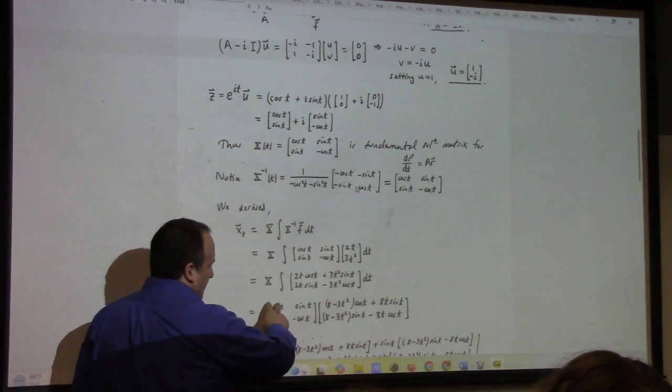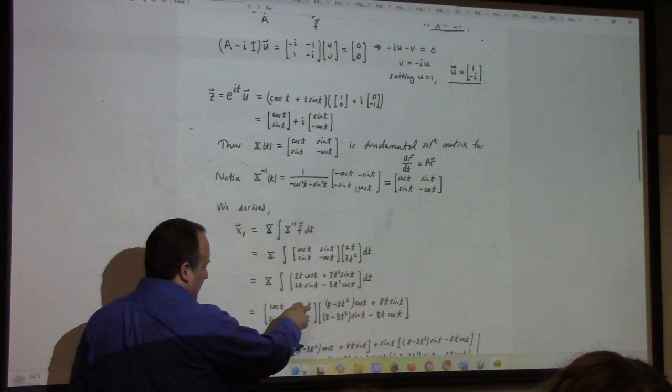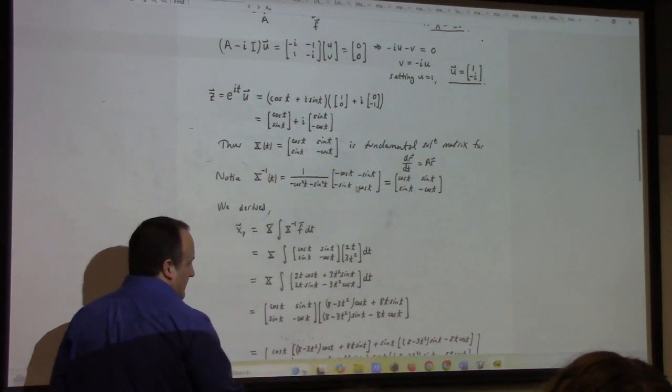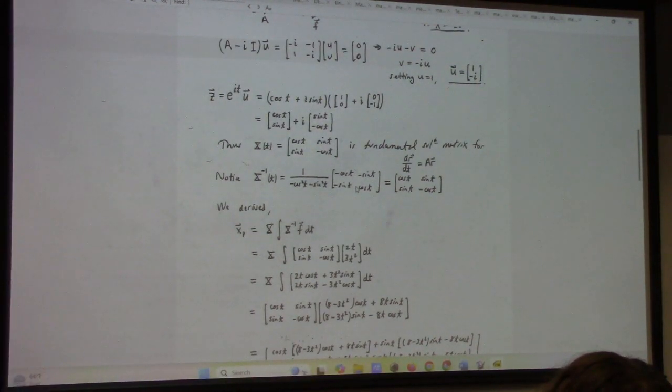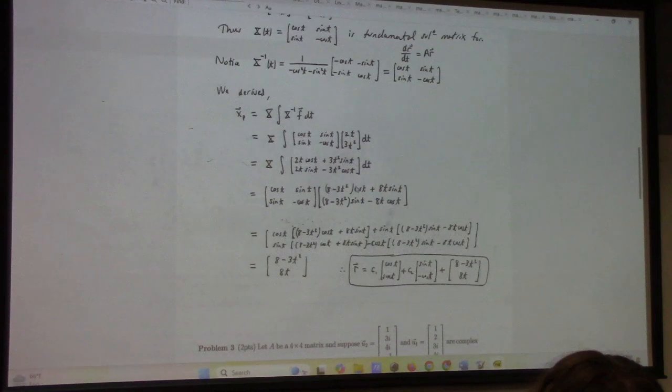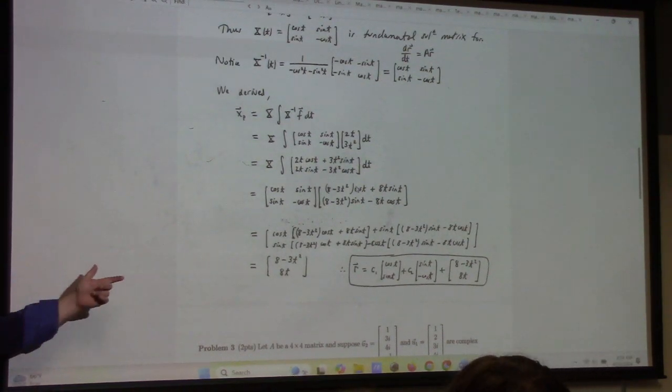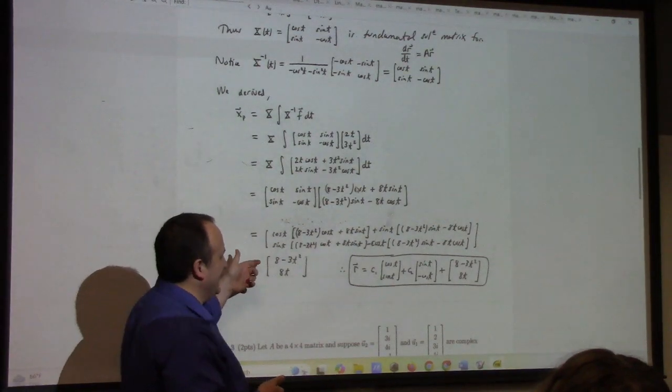So anyway, after I do the integral and then multiply by that, the multiplication does take a little bit, but after you do it, you should see sine squareds plus cosine squareds arising and things canceling out. And lo and behold, it simplifies down to just that. So that's kind of neat.